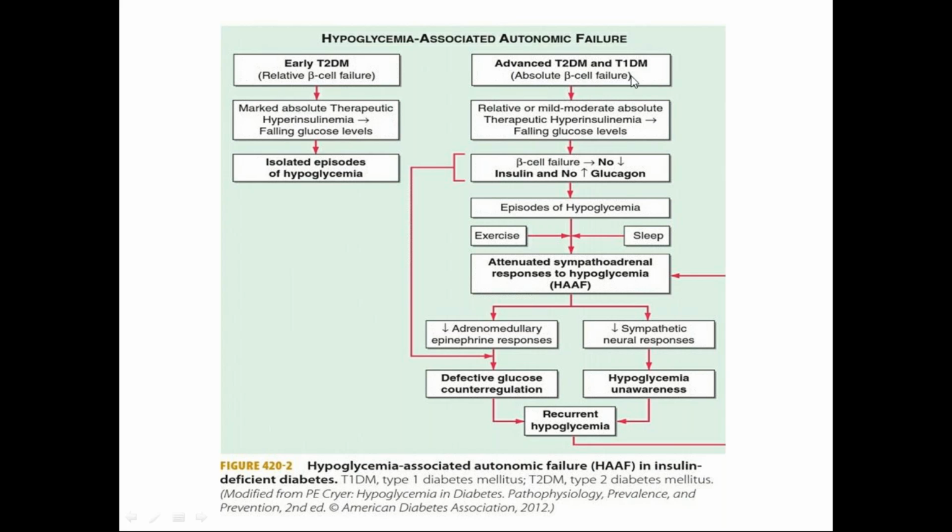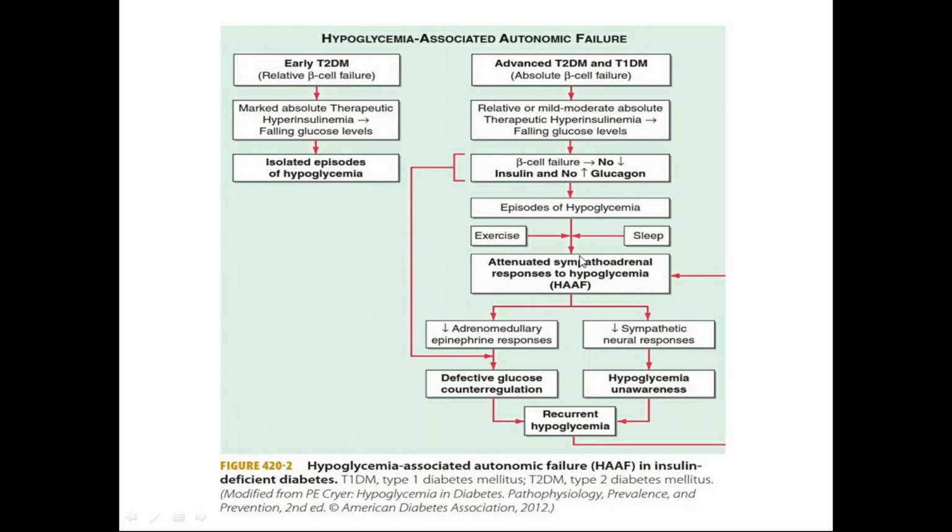Whereas in advanced type 2 diabetes and type 1, where there is absolute beta cell failure, there will be mild to moderate hyperinsulinemia. That's it, because the insulin production itself is very low, and there is falling glucose levels. And then there is a beta cell failure, right? When there is beta cell failure, there is no decrease in insulin or no increase of glucagon. There is just an increased epinephrine. That's it. That means you get symptoms of hypoglycemia. So we have episodes of hypoglycemia.